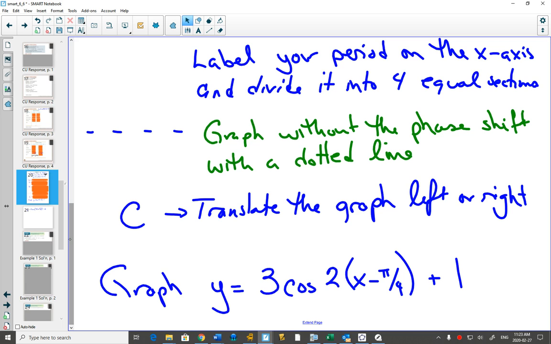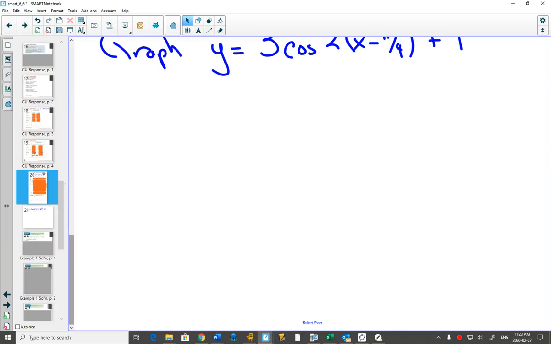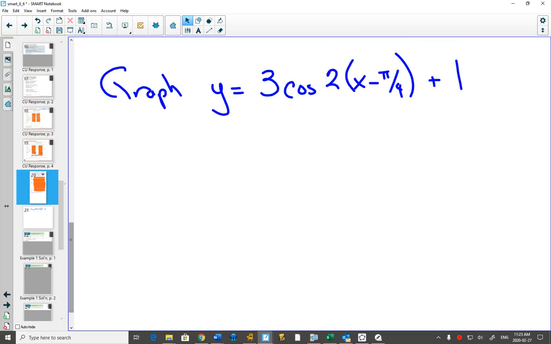So if you were asked to graph y equals 3 cos (2x minus pi over 4) plus 1. Okay, off to the side. Sorry, did I scroll down too fast? Was everybody done the other stuff? Yeah? Okay. So off to the side, I'm just going to write DAB-C as sort of a checkpoint for myself.